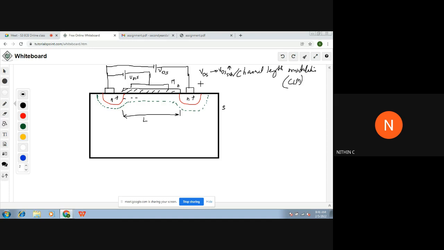If we increase VDS more than VDS saturation, what happens to the channel width? The channel will decrease like this, right? Initially it was L, now it has lost delta L. Now the effective length of the channel will be L minus delta L. Why is this? Because if you are increasing VDS further, the depletion layer width will extend into the channel. So that was channel length modulation.